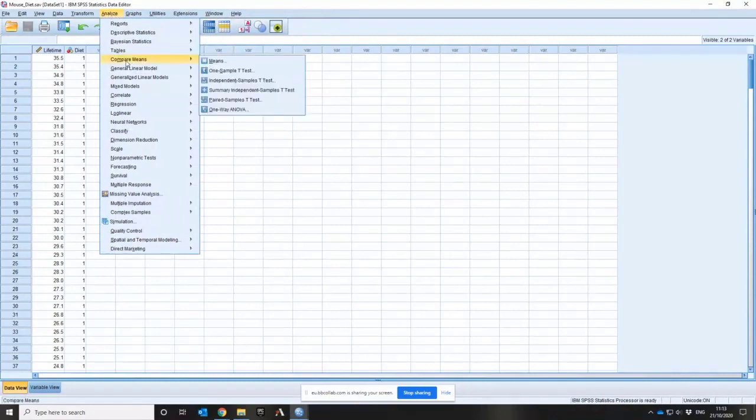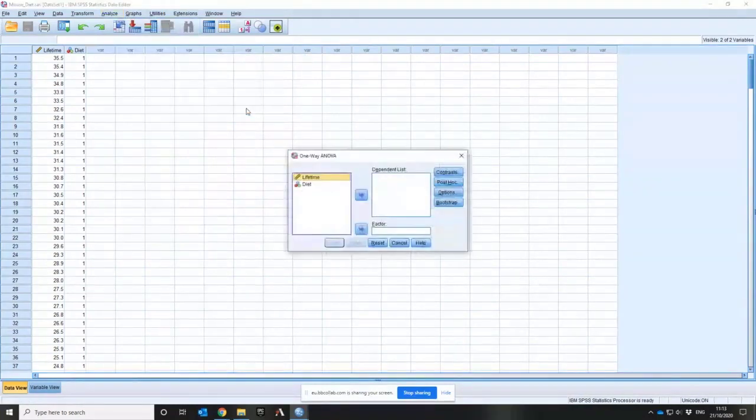I want to do compare means. I've got more than 2 samples, so I can't do an independent samples t-test. I have to do this other thing, which is an example of what we call one-way analysis of variance. Why it's called that and everything else is explained in the slides. Let's just click on the button. What's the dependent list? Lifetime. What is the particular factor? It's which kind of diets they have.